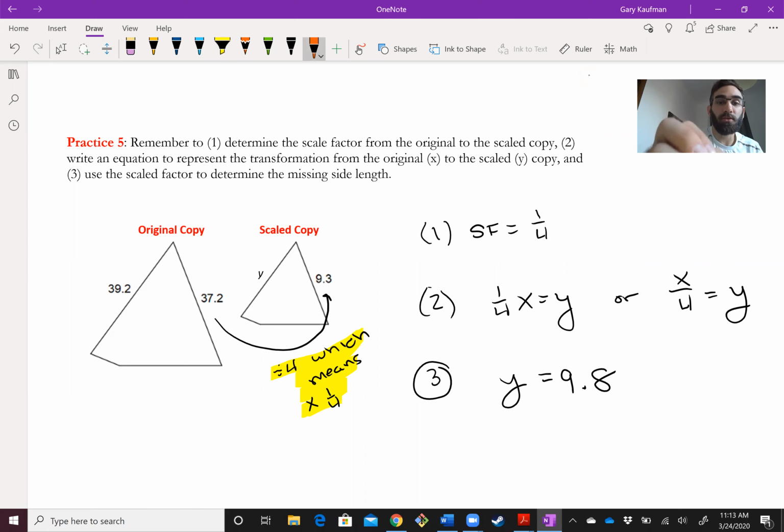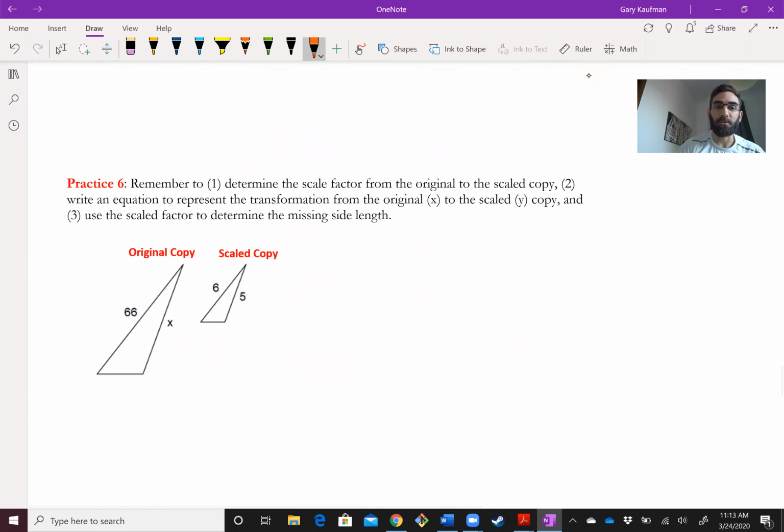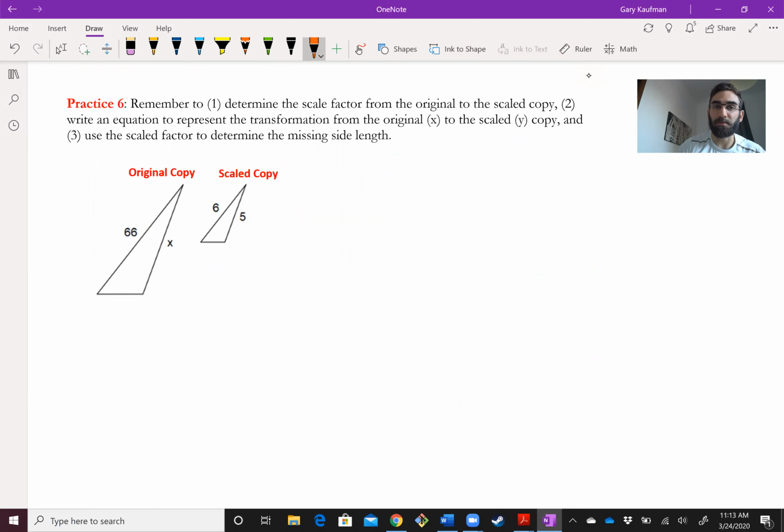Again, you can use whatever work you want, just show it. I didn't show it, so I'm going to do that now. I'm going to say that I realized to get here, I have to divide by 4. That's enough work. 39.2 divided by 4 is 9.8. All right. Got 2 more practice problems for you. Here's practice problem 6.